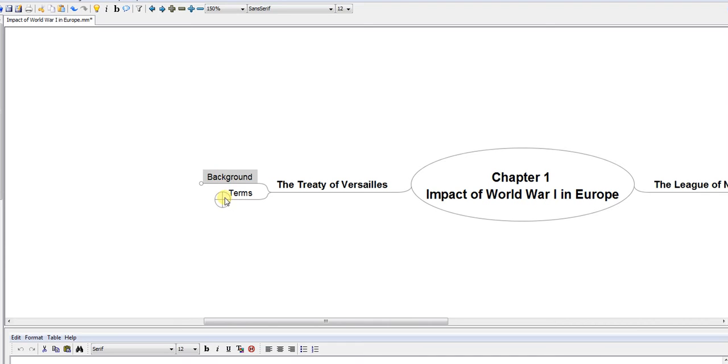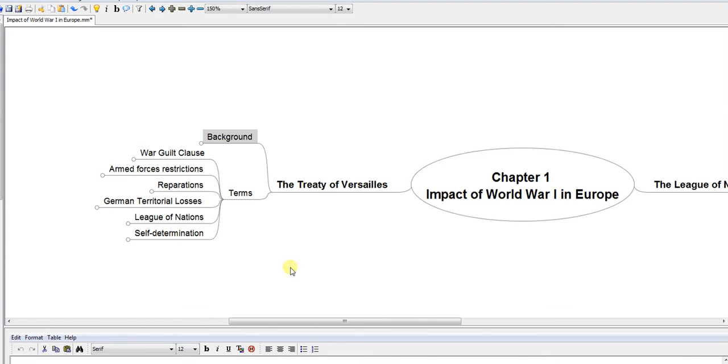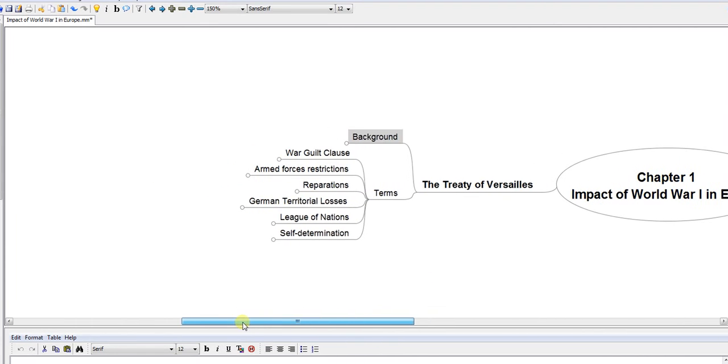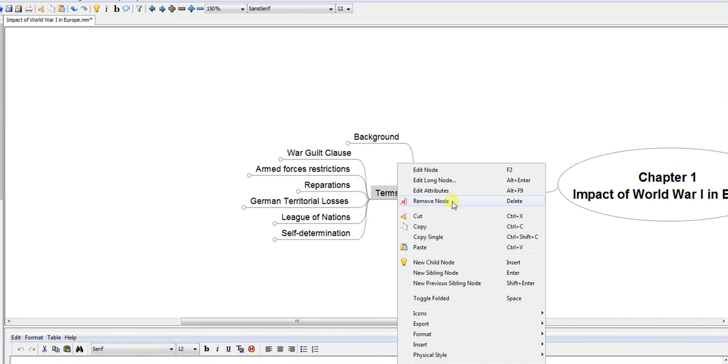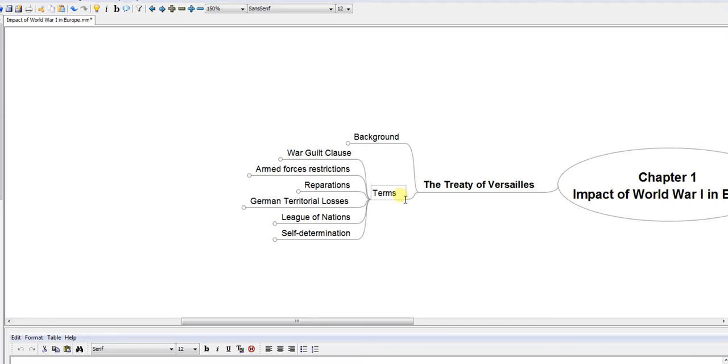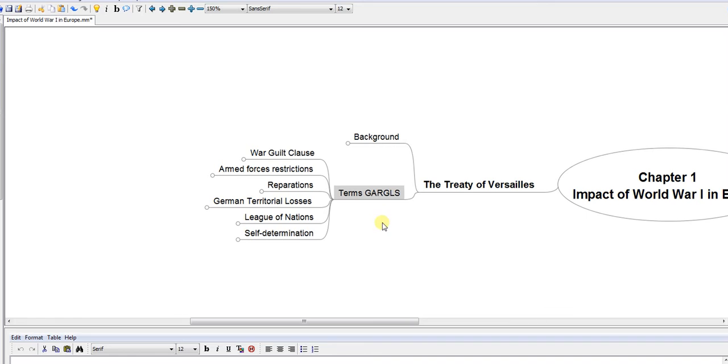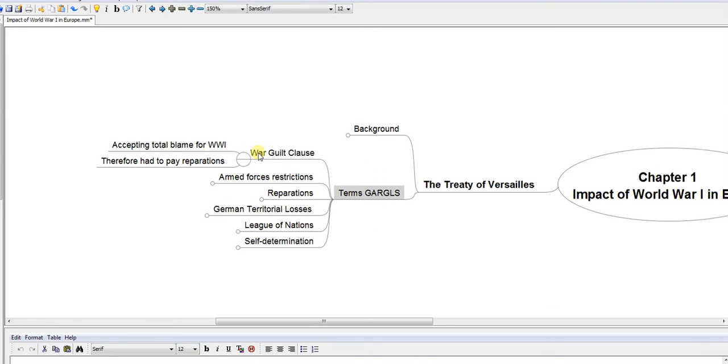Now that we move on to the terms, we're going to look at a few terms, and what you can do is use a particular acronym for it, which is GARGLES. Like gargling water, but without the E in between. So firstly, we look at the war guilt clause. So G over here for guilt.